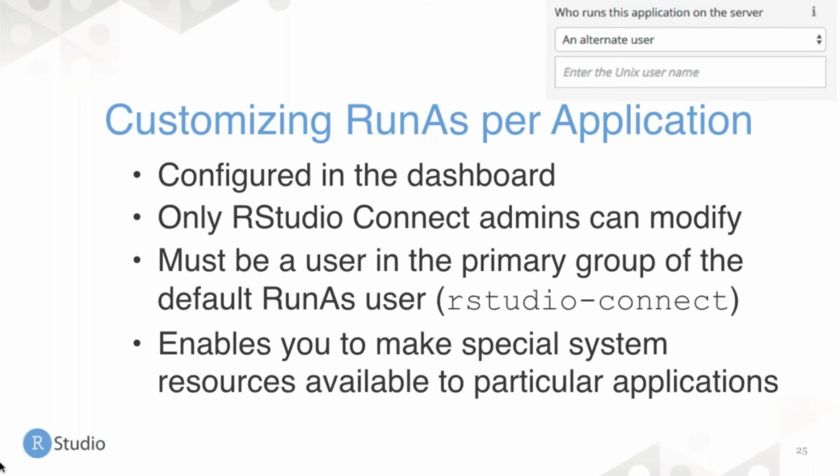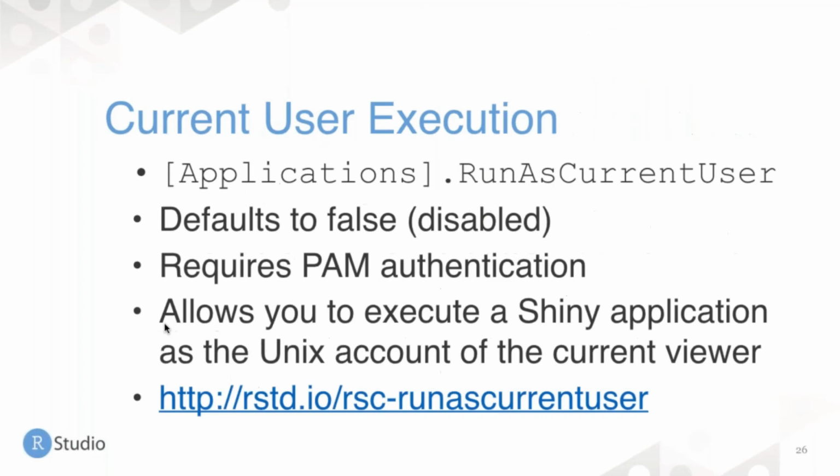Do be aware that any user that you specify does have to be a member of the primary group of the default run as user, which again is the RStudio Connect group. So you can't just go in and specify any Unix user on the system and have them start invoking R. You would need to make sure that those users are members of the RStudio Connect group before they would be candidates to execute R through RStudio Connect.